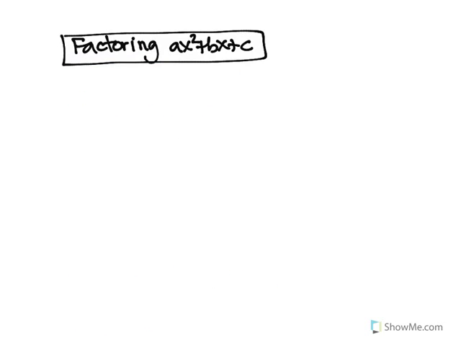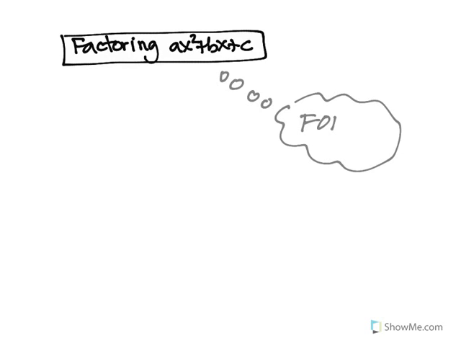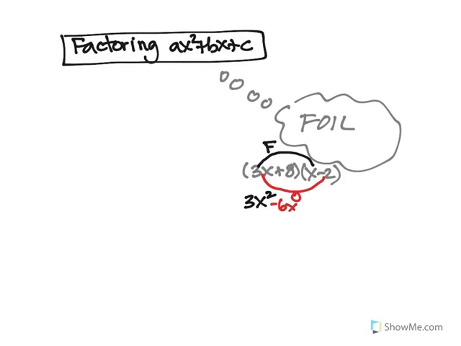So the next technique is factoring a quadratic, ax squared plus bx plus c. And before we start, I want you to remember back when you're multiplying two binomials and you use FOIL. So if you were to multiply this out, the first thing that you would multiply out would be the first, and so you'd get a 3x squared. Then you would multiply the outer, so that's the O, and so then that would give me a negative 6x.